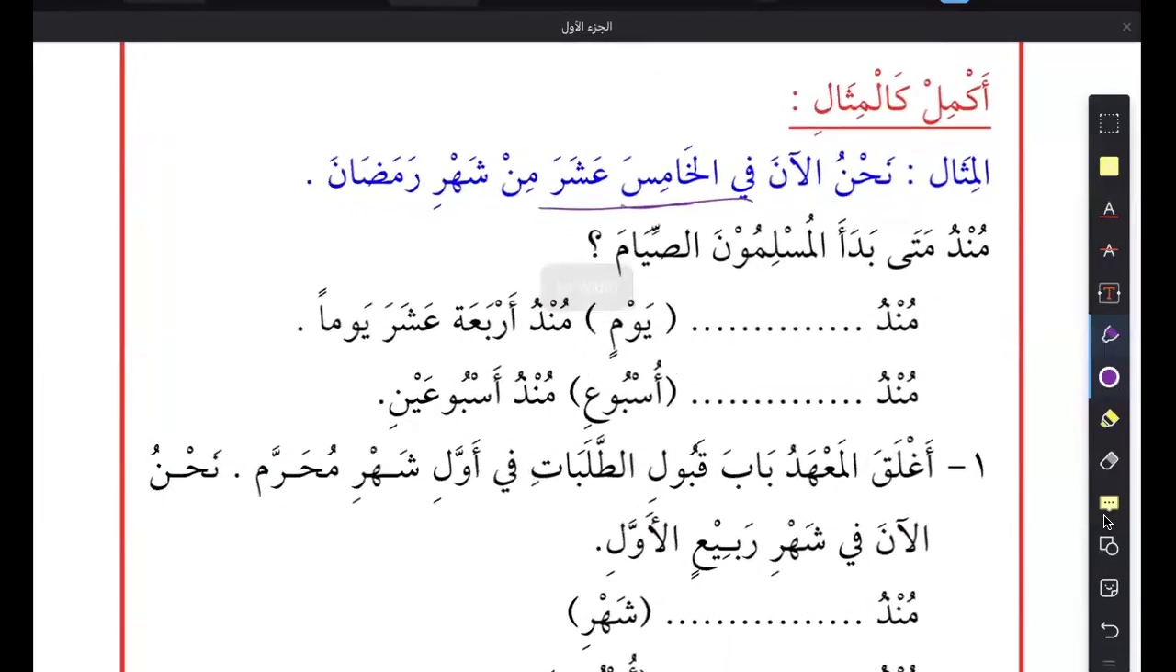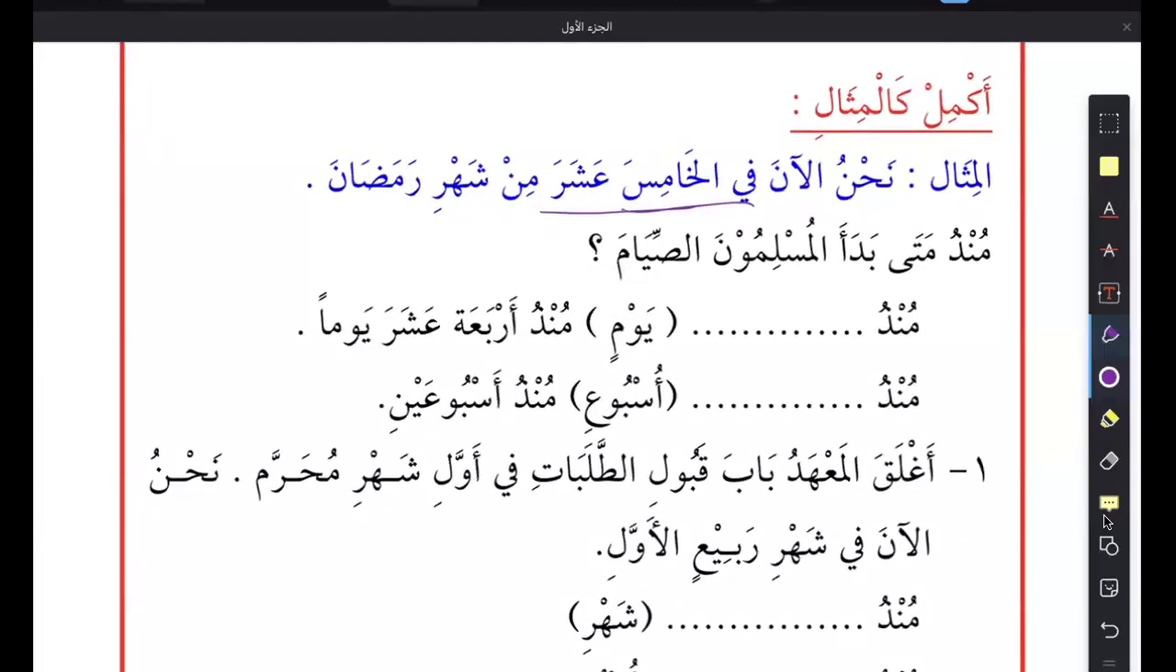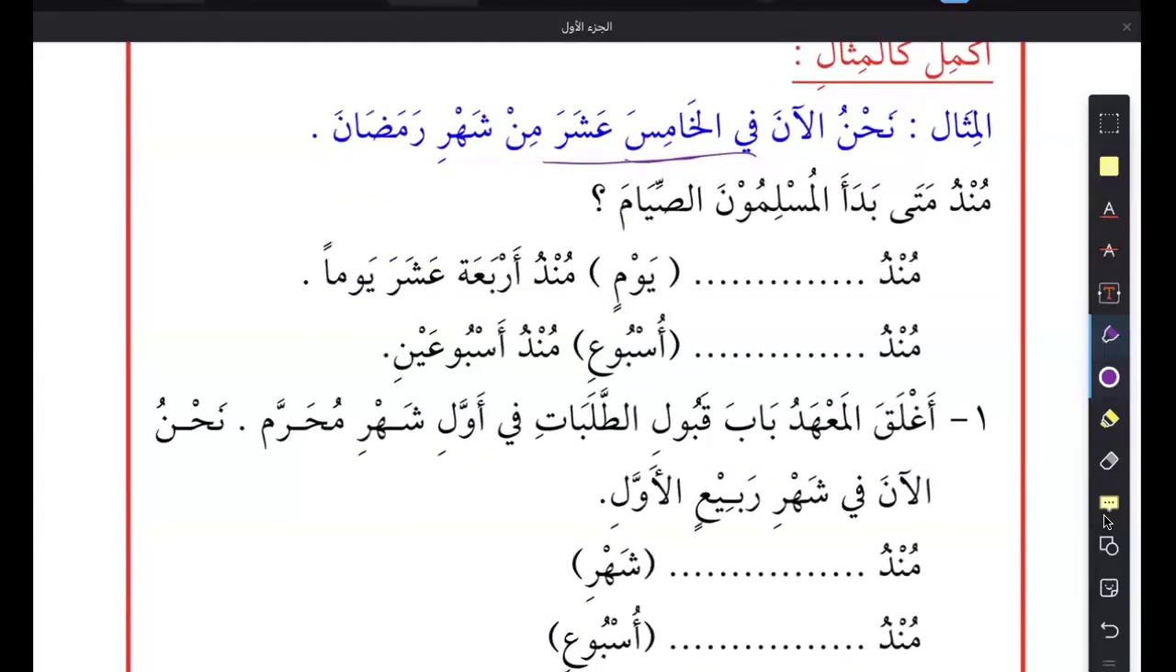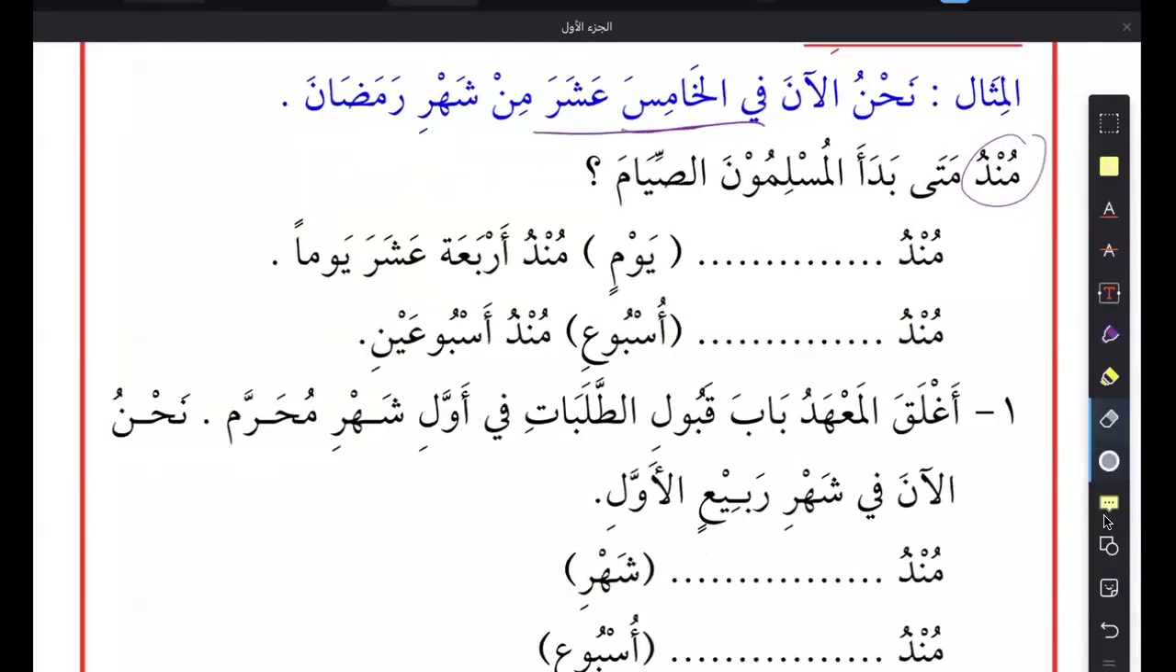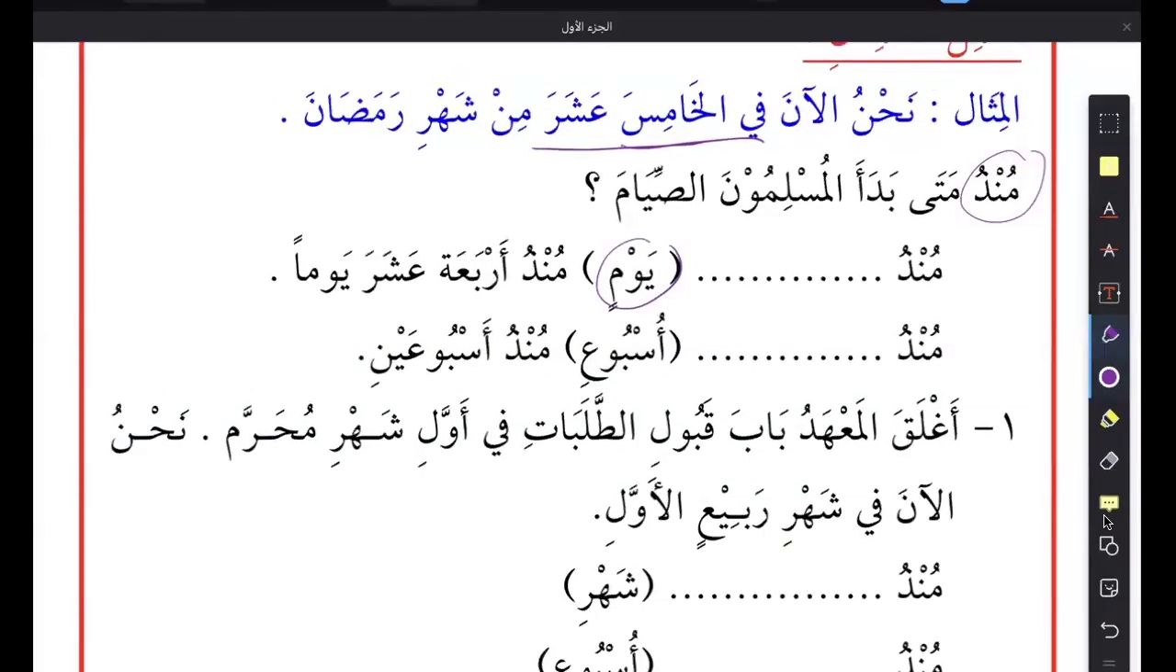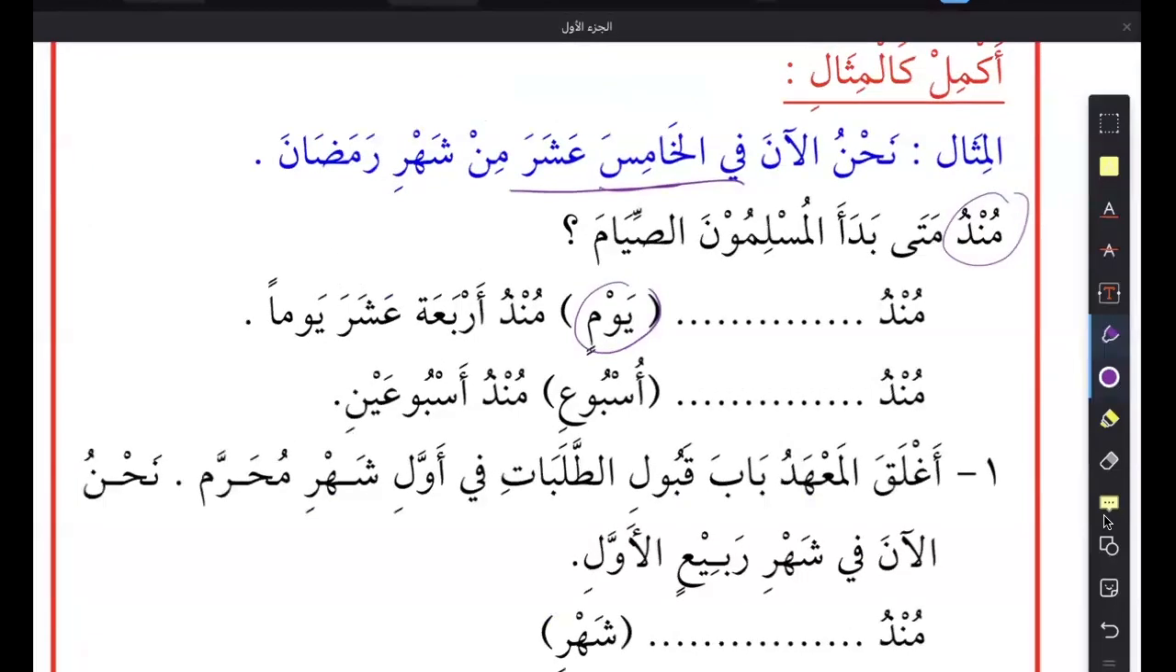Now, what they want us to do is, it says, منذ متى بدأ المسلمون الصيام? Since when Muslims started fasting? We talked about mundu. Most of the time, mundu will be since, but in a context, mundu can come as ago. How many days ago, right? So they will give you two words, mundu and yom here. Then you say mundu أربعة عشر يوما. So what you're doing is that it's kind of like math. If this is the 15th of Ramadan, then how many days ago did you start? So it's 14 days ago, since 14 days, right?